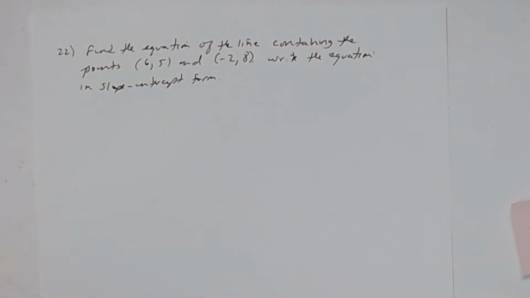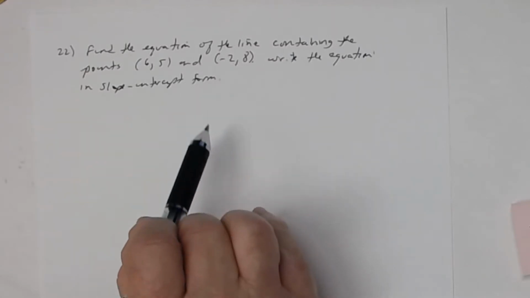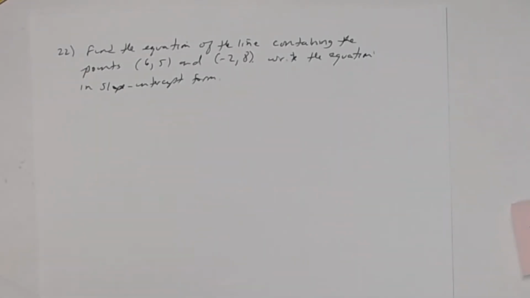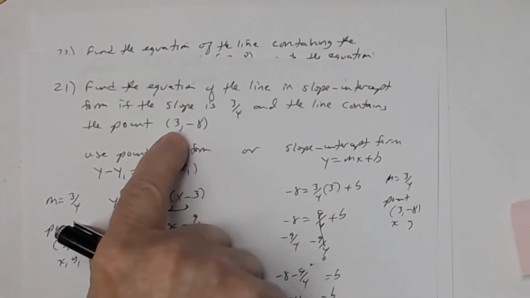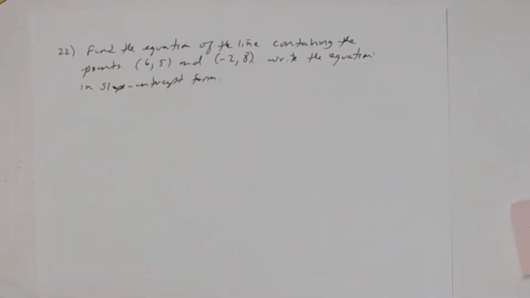Now let's look at 22. So in 22, we have this situation. So here's 22. This time you're given 2 points. In the previous problem, if you go back to the previous problem, you were given a point and the slope. Here, you're not given the slope, but you're given 2 points, right?